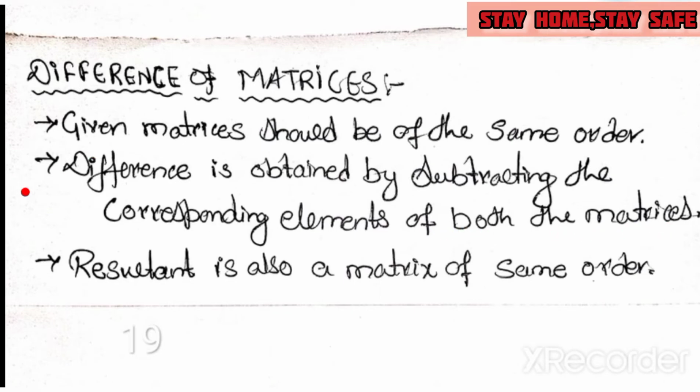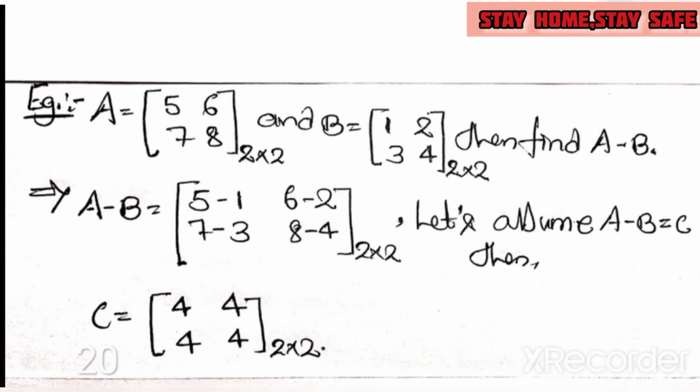How do we get the difference, friends? Difference is obtained by subtracting the corresponding elements of both the matrices. Corresponding elements means one-to-one corresponding in both the matrices, as we go by the positions. In this example we have 5, 6, 7, 8 as the elements of the matrix A of order 2 by 2, and for B we have 1, 2, 3, 4 as the elements of the 2 by 2 matrix, which is called matrix B. Then find A minus B.